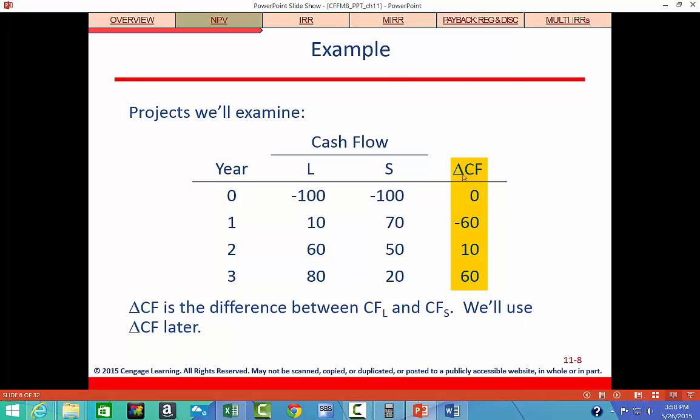And then this whole different delta cash flow over here where we take L minus S, like negative 100 minus negative 100 is 0, and then 10 minus 70 is negative 60. This is something that we have to use for something that's interesting to look at later.